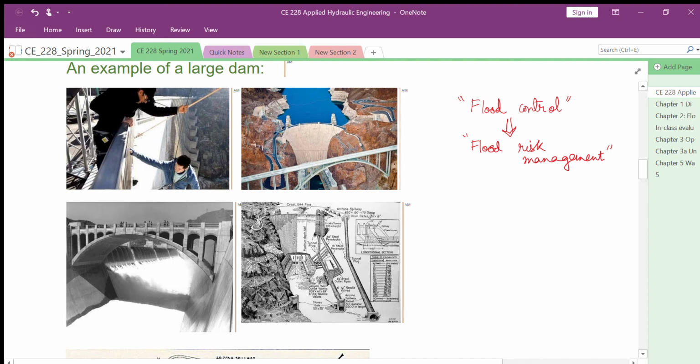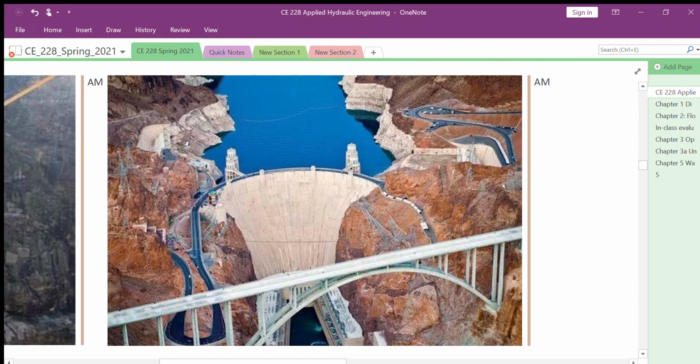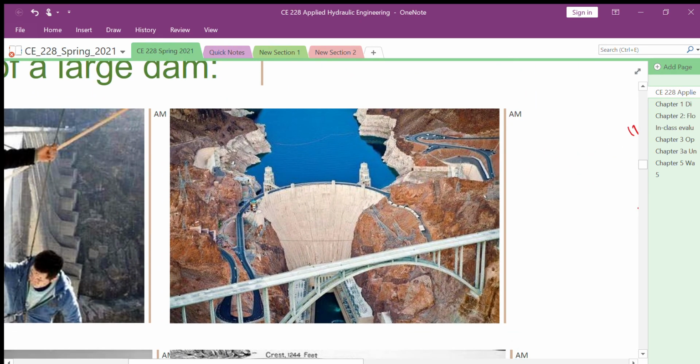Okay, now let us look at some pictorial representation of all the things and concepts that we discussed, because they say a picture is worth 1,000 words. So let's look at first. This structure that you see here is the Hoover Dam, the very famous Hoover Dam. That's on the border of the two states of Nevada and Arizona in the United States.